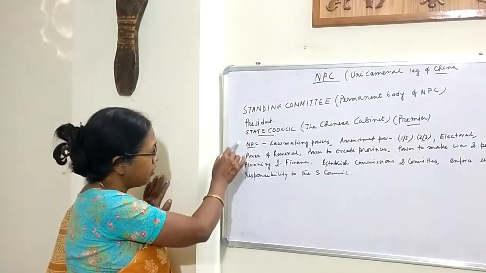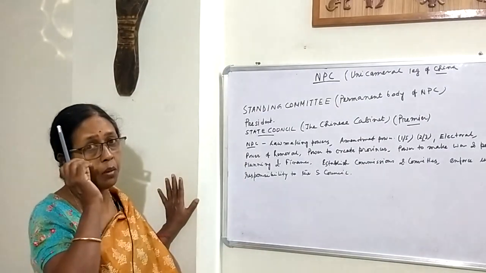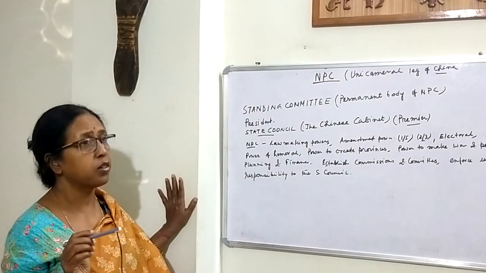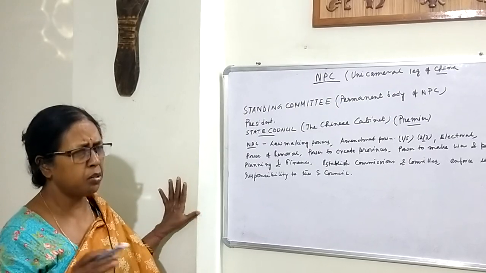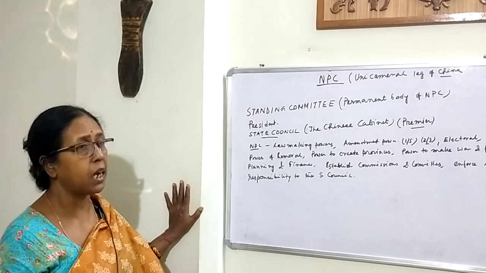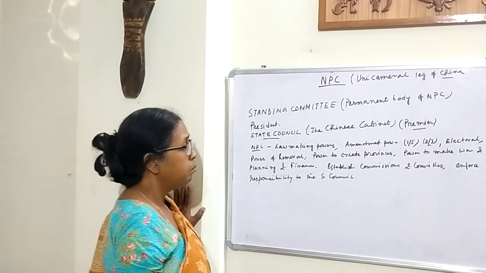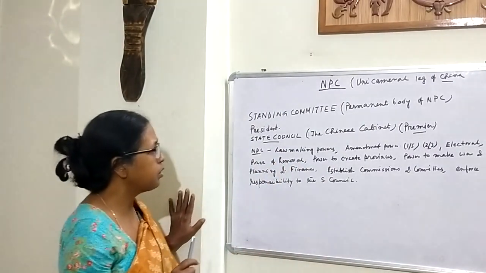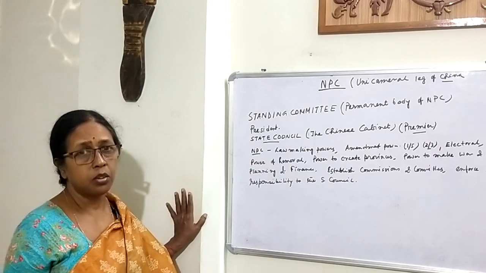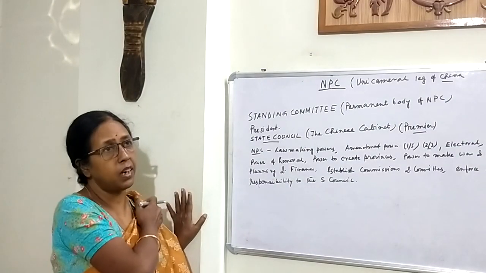So the powers and functions of the NPC: whenever you are going to write about the powers and functions, you try to make a comparison between America and the British Parliament. So the first power is the lawmaking power of the NPC. This is a normal function of a legislature.